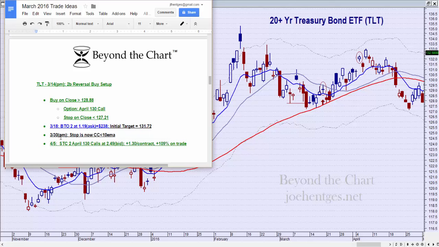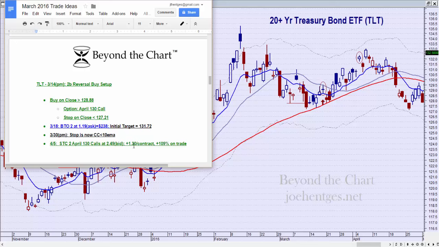And notice how on the 30th, I changed the stop. It's after it had been trading for a while, and on this day, I said, okay, now I'm going to have the stop be consecutive closes below the 10. The blue line is the 10 exponential moving average. We didn't even come close to doing that, and we hit our target, so I decided to exit at the target because it had been 10 days, and went ahead and exited at the bid at 2.49.